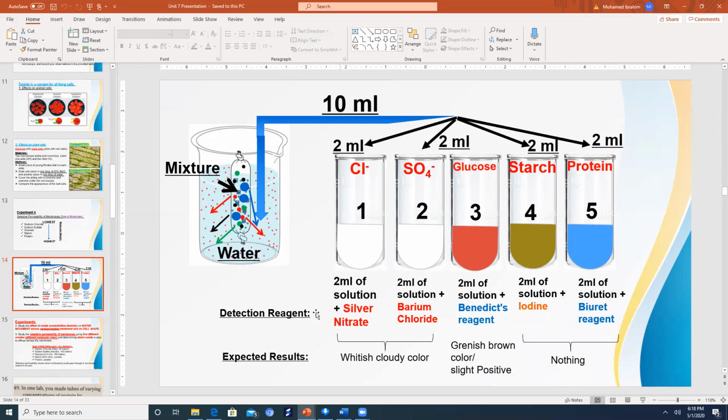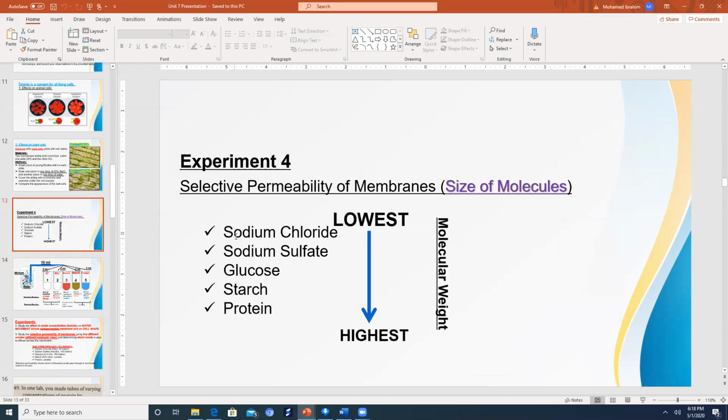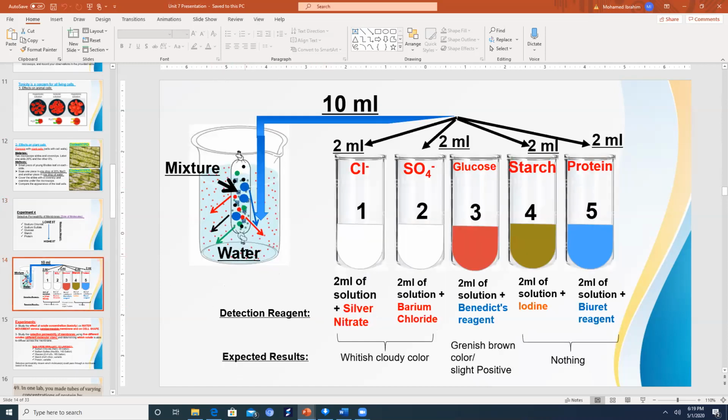Remember those. That experiment was basically easy. We have a dialysis tubing and we have a mixture of these reagents here: sodium chloride with sodium sulfate and glucose and starch and protein together. It's a mix. And as you can tell, they are different in sizes. This is the smallest, this is the largest. We put those in a dialysis tubing and we put it in a beaker with water and we let it sit like this for 40 minutes.